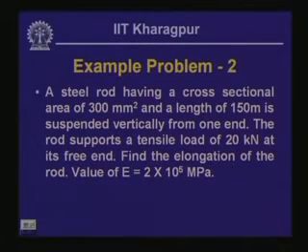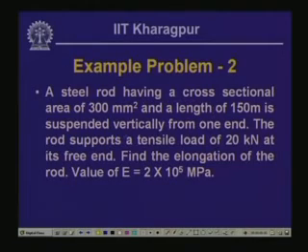Now, in this example, we have a steel rod which is having a cross-sectional area of 300 millimeter square, and the length of the bar is 150 meter. It is suspended vertically from one end. The rod supports a tensile load of 20 kilonewton at the free end. We will have to find out the elongation of the rod, or first the deformation. The value of E is given as 2 into 10 to the power 5 MPa.